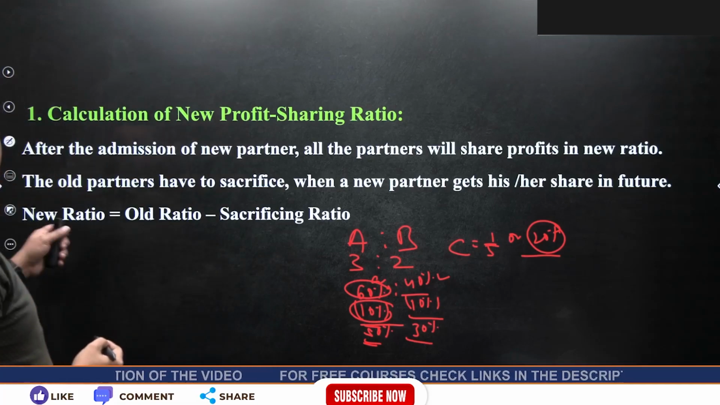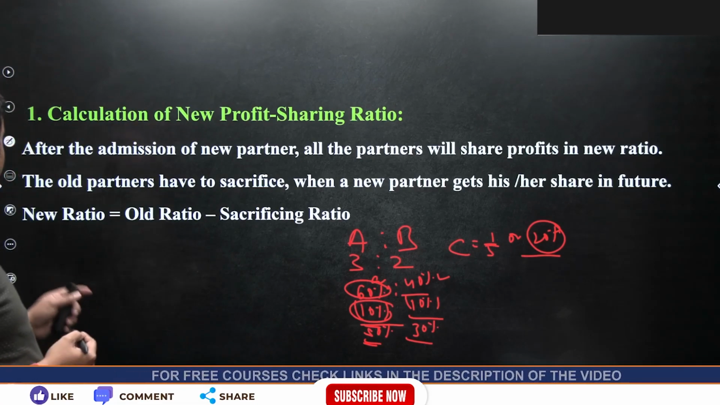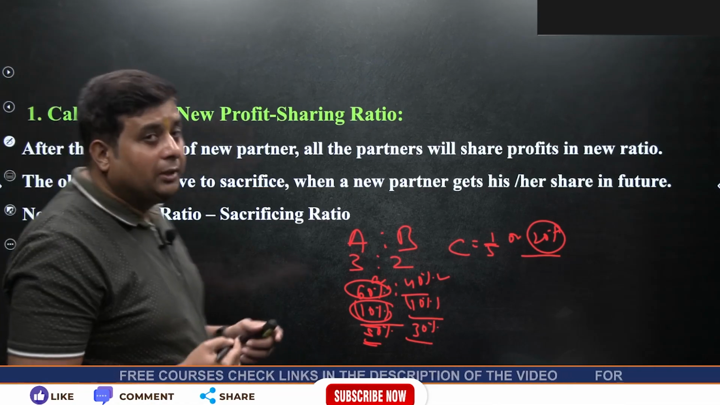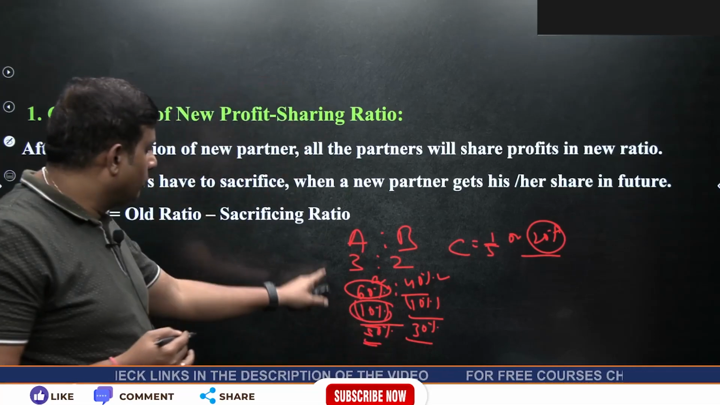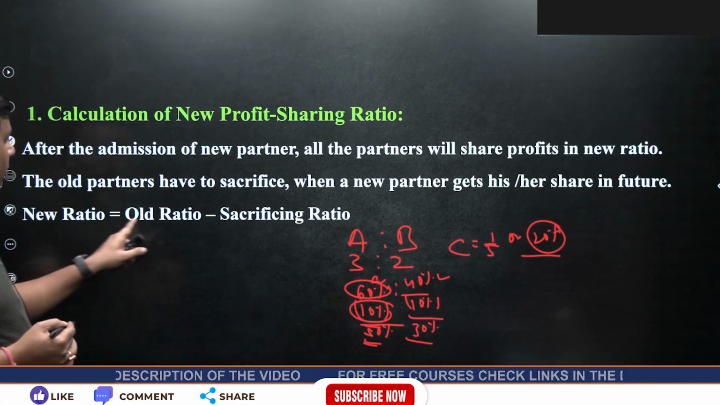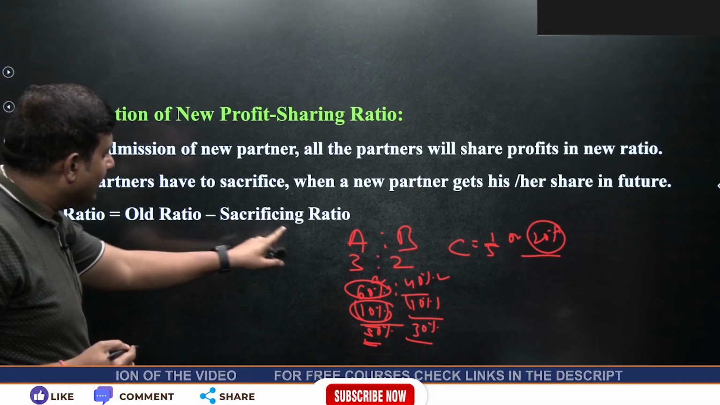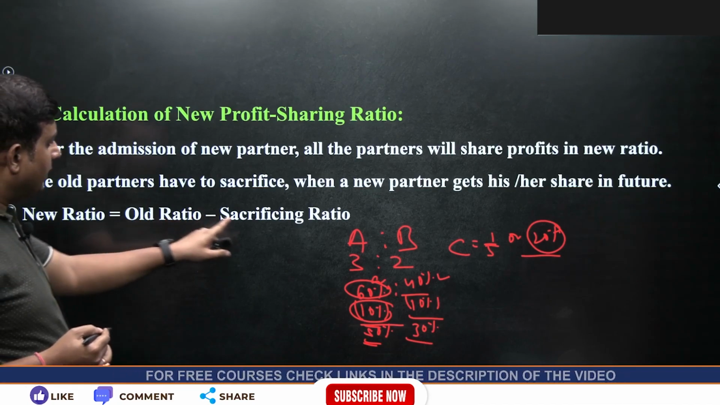Now we are talking about calculation of new profit sharing ratio after the admission of a new partner. Whenever a new partner becomes part of the organization, the existing partners' shares are declining. So in order to calculate the new ratio, the formula is old ratio minus sacrificing ratio.